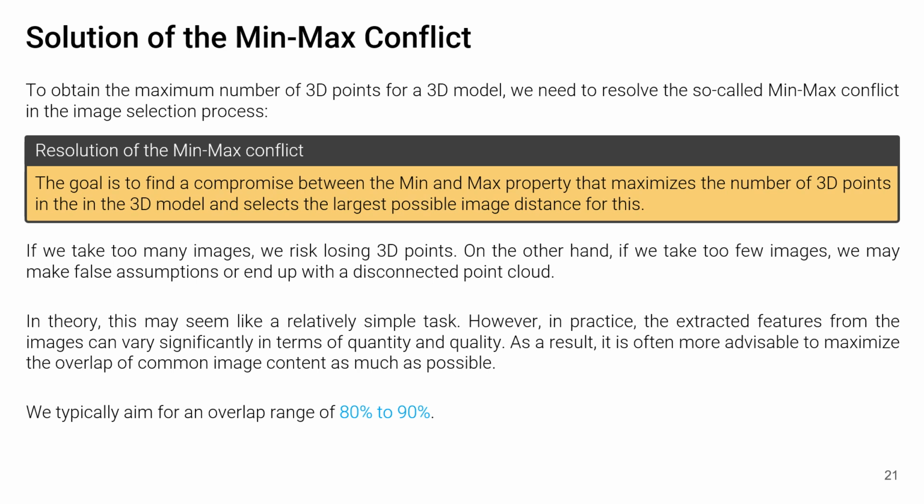This selection should prioritize images with high feature quantity and quality, while also ensuring a substantial overlap with other selected images. By doing so, we can maximize the number of 3D points while maintaining accuracy and coherence in the reconstructed model. Overall, the solution involves a thoughtful consideration of both the quantity and quality of images, as well as the degree of overlap between them, to effectively resolve the min-max conflict. We typically aim for an overlap range of 80% to 90%.